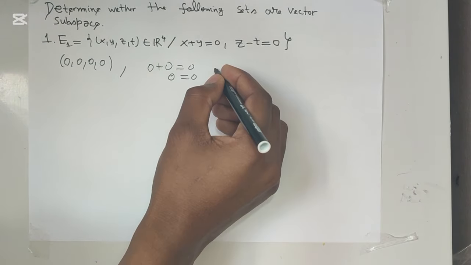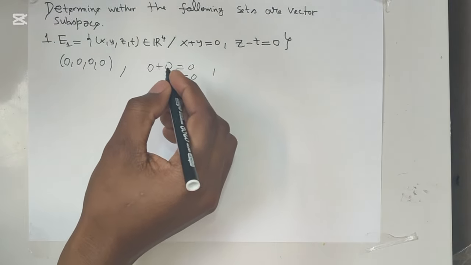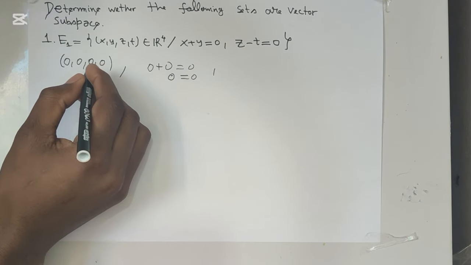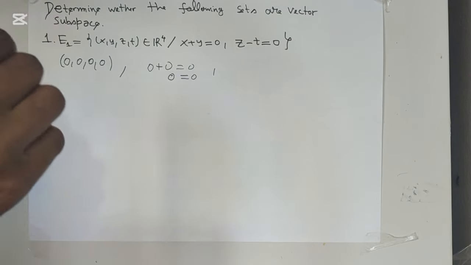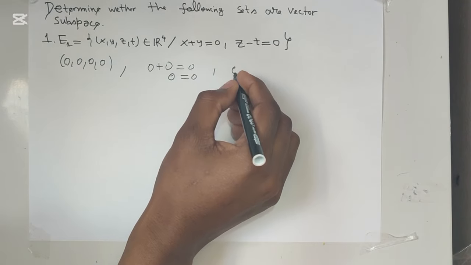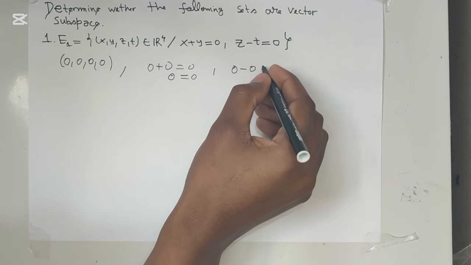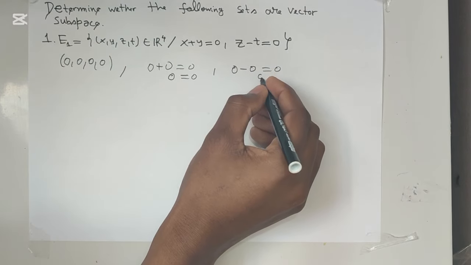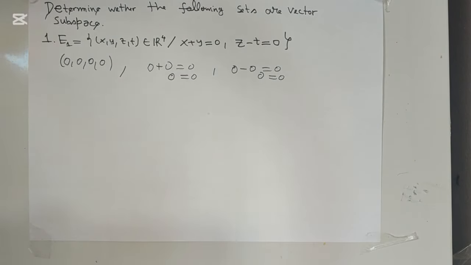And 0 is going to be equal to 0, which is true. And we also have this property, which says the subtraction of the last two must be equal to 0 as well. So if z is 0 now, minus t, which is also 0, equal to 0. 0 minus 0 is 0. Then we have noticed that this set is actually a non-empty set. It means the set contains the zero vector. Very simple, guys.